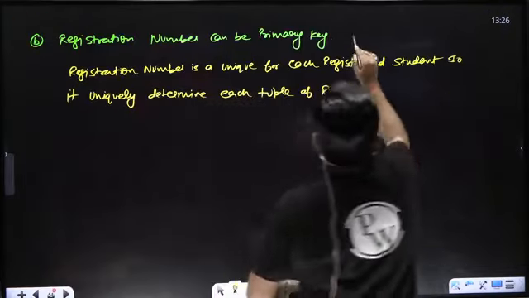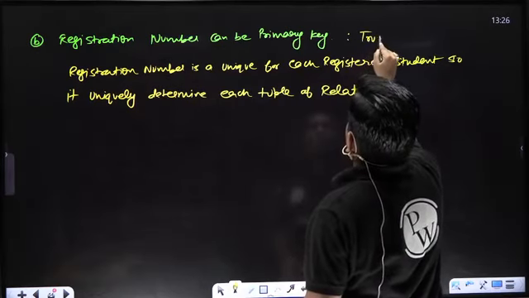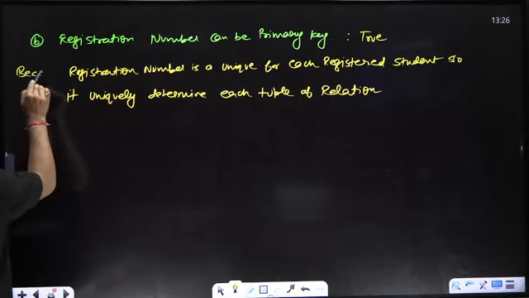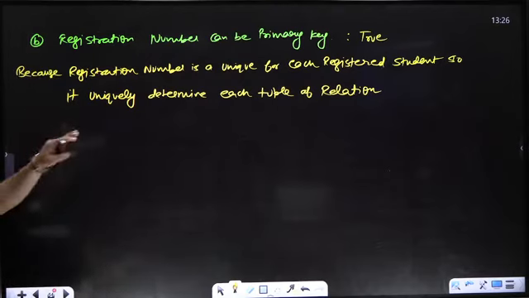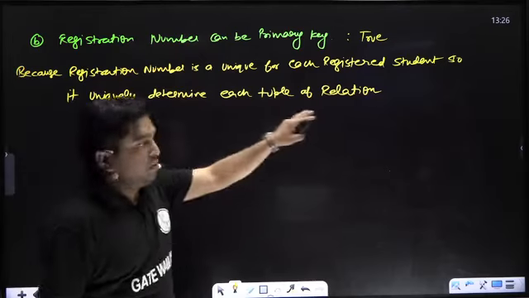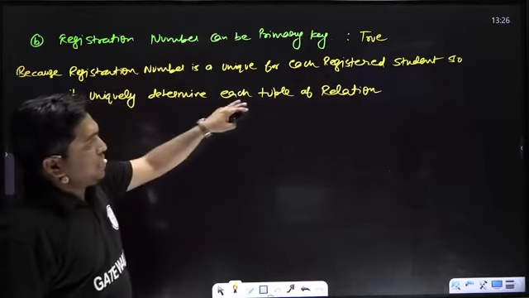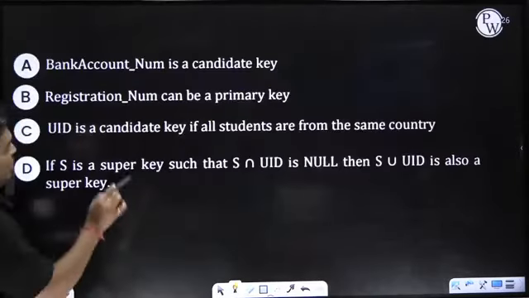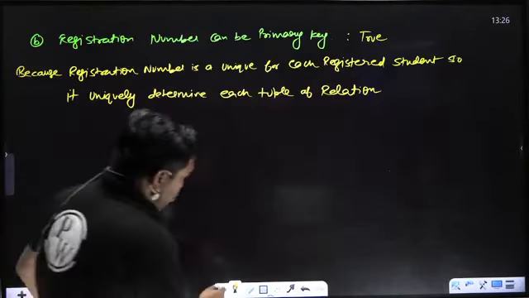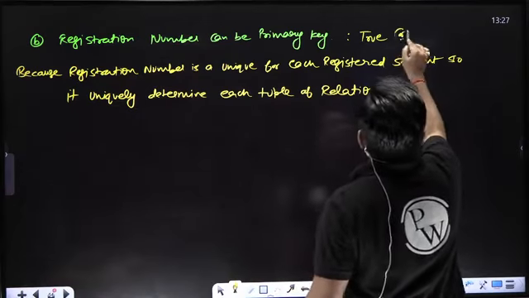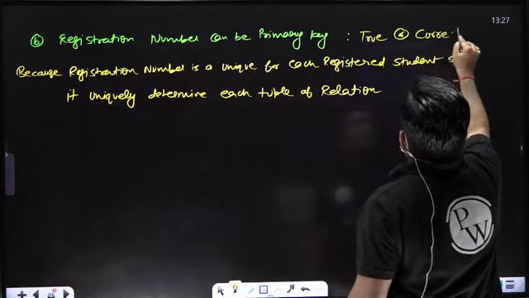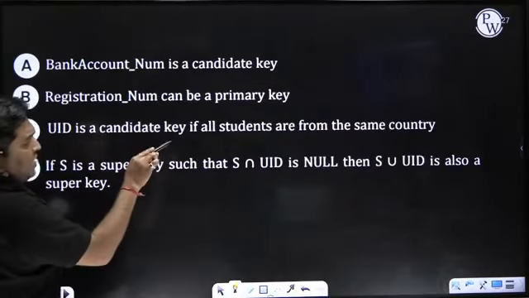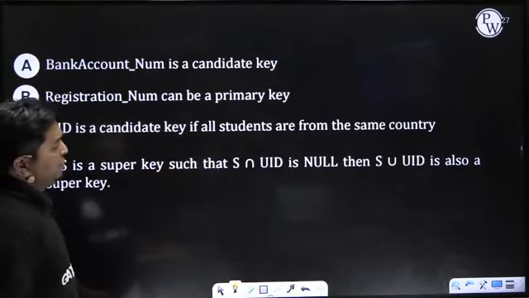So that's why it is true, because registration number is unique for each registered student, so it uniquely determines each tuple of a relation, so it can be primary key. This option is correct. You can say true or correct. Okay, now option C, UID is a candidate key if all students belong to the same country.